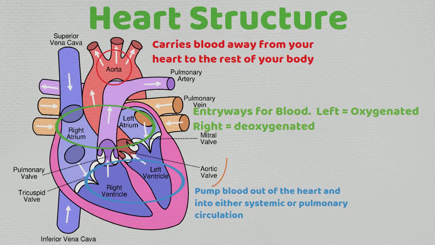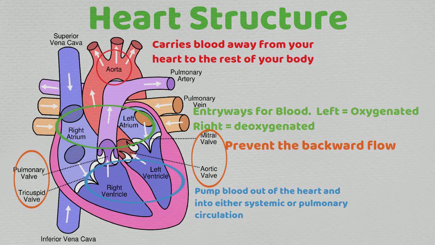The last part of the heart we have is the valves. The four heart valves keep the blood flowing in the right direction. They are the mitral, the tricuspid, the pulmonary, and the aortic valve. Each valve has flaps or leaflets that open and close once as the heart beats.